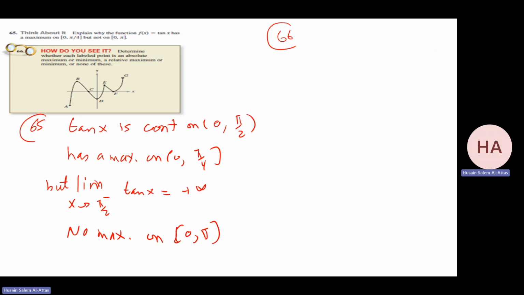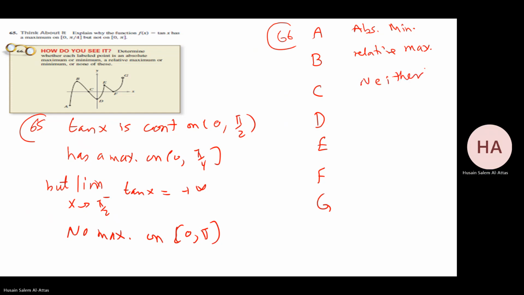66. I need to decide where I have an absolute maximum for each one of them. Is it an absolute maximum, absolute minimum? I have A, B, C, D, E, F, and G. A is an absolute minimum, very clear. B is a relative maximum. C, neither. D is a relative minimum. E is a relative maximum. F is a relative minimum. G is neither because it's open. So neither.